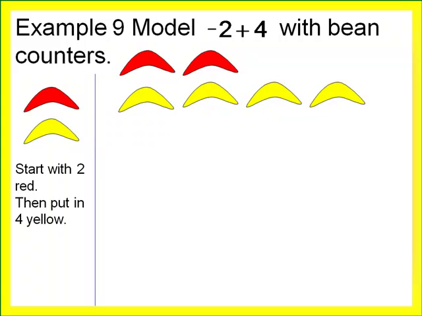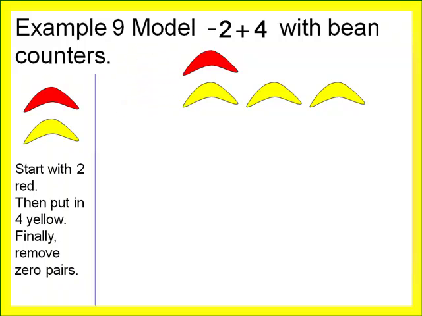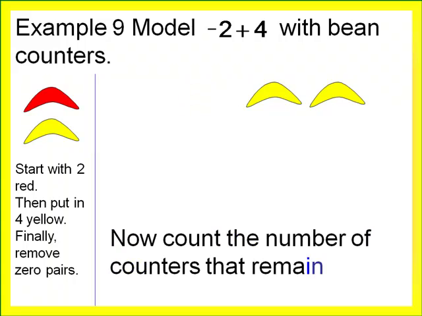Once again, there are 0 pairs. Let's remove the 0 pairs. And now whatever remains in the workspace is the answer to negative 2 plus 4. So negative 2 plus 4 equals positive 2.